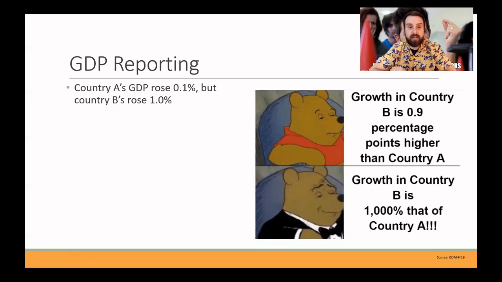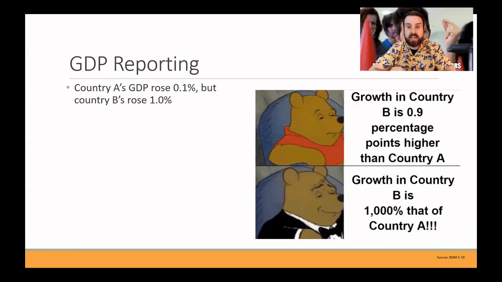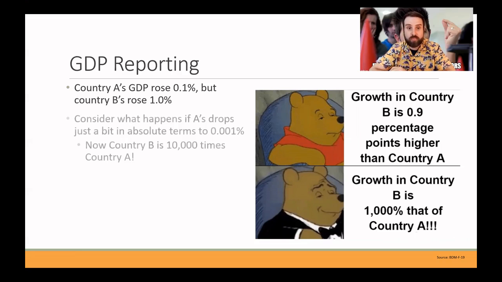Here's a hypothetical example of reporting on a country's GDP. One country's rose 1% and another's rose 0.1%. So one thing we could say is the growth in country B is 0.9 percentage points higher than in country A. Okay, it's accurate, doesn't sound very exciting. Or we could say growth in country B is 1,000% that of country A. Whoa, that's wild. Much more intriguing.